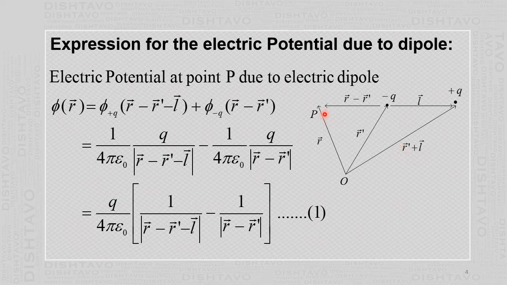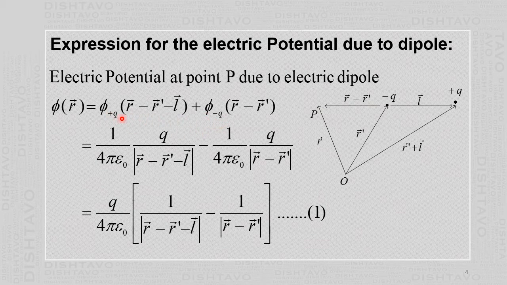Electric potential at the point P due to this system of two charges, equal and opposite, we have written phi of vector r. So phi is a function of vector r because this potential is at this point whose position vector is vector r. Then this potential here is due to charge plus q and charge minus q. So we have written phi suffix plus q and phi suffix minus q.